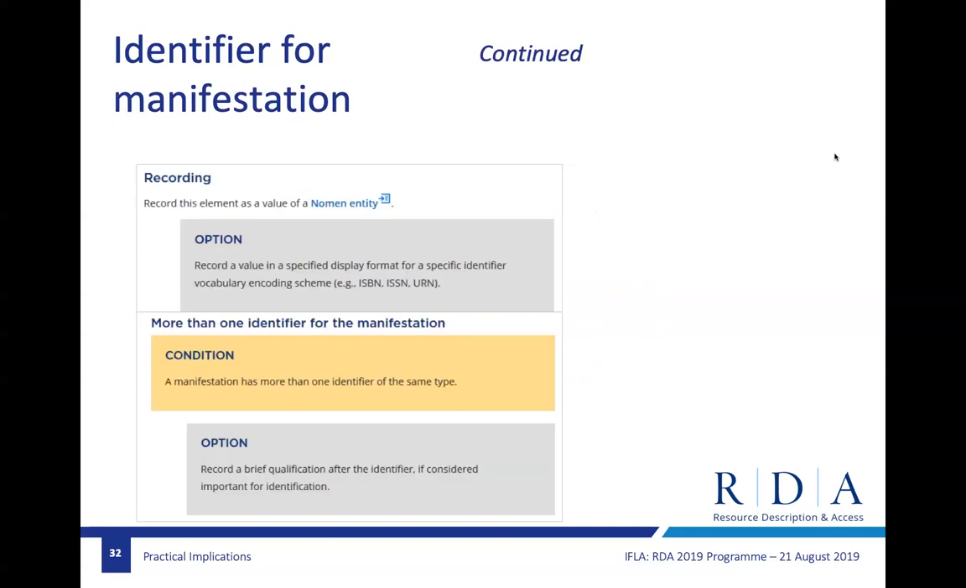I will be recording this element as a value of a gnomon entity, and I will be recording that value in a specified display format for a specific identifier vocabulary encoding scheme. And thankfully, it's very clear ISBN is right there in this option, so I know that's what I'm doing. Based on my current understanding, the standard display of an ISBN includes the dashes. This could be overridden by an application profile, but for the purposes of today, I will be recording the identifier with the ISBN dashes.